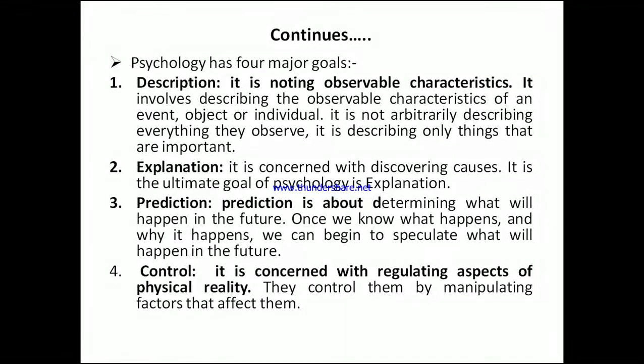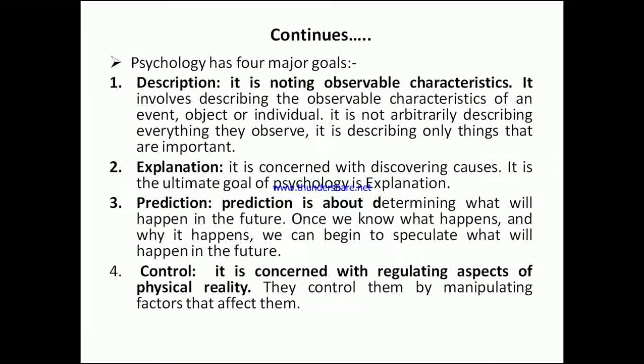Next, we come to the goals of psychology. Psychology has four major goals as a science. The first goal of psychology is description. Description means observable characteristics. It involves describing the observable characteristics of an event, object, or individual. It is not arbitrarily describing everything that is observed, but describing only things that are important. So the first goal of psychology is to describe what is going on in the setting.